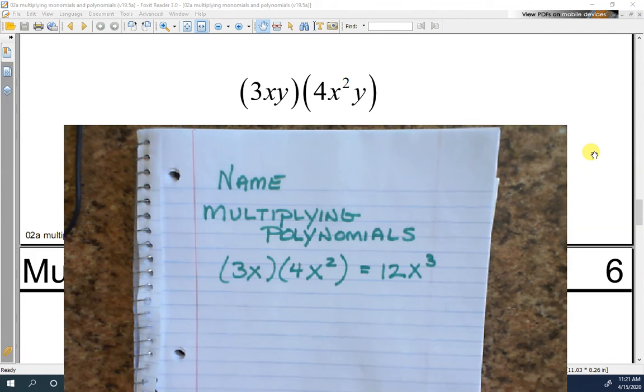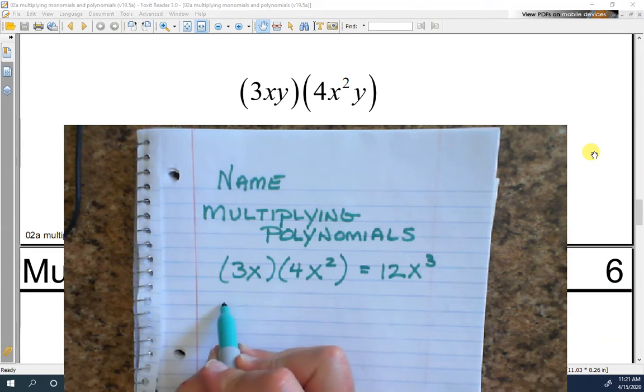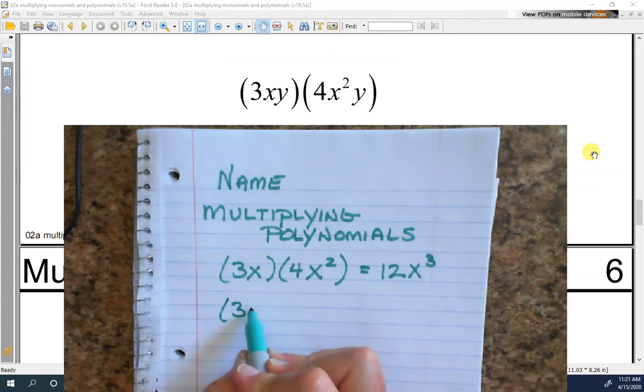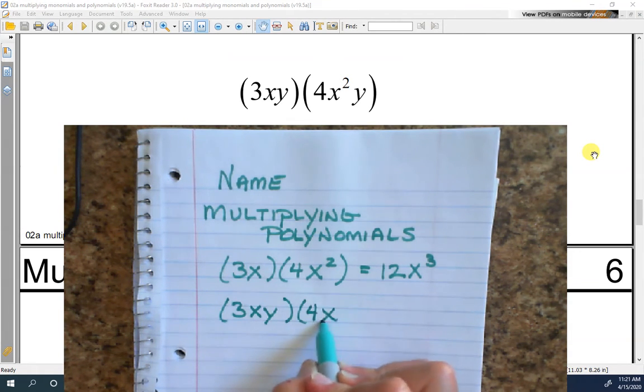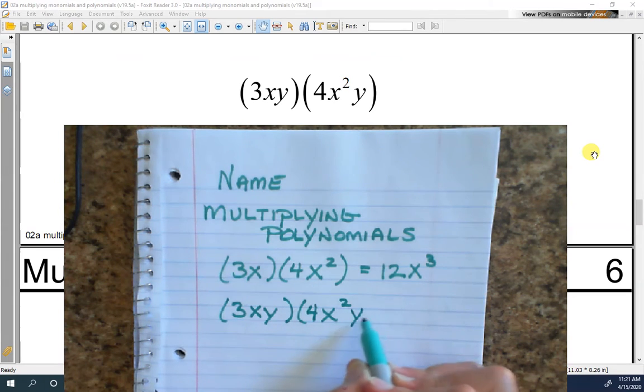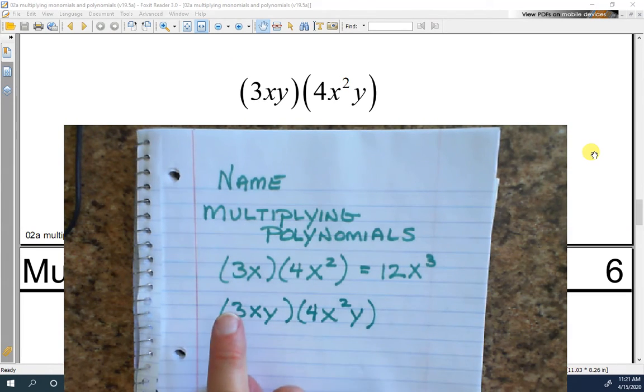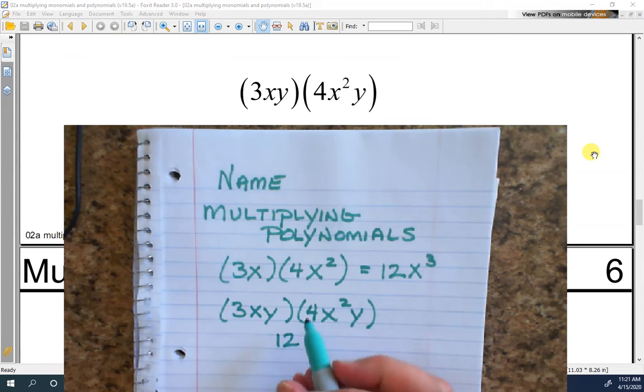And then let's do this one. I have 3xy, and I have 4x squared y. So the numbers are going to play with the numbers, the x's with the x's, and the y's with the y's. It's actually like 3 problems in one. So 3 times 4 is 12. X times x times x is x to the third. Y times y is y squared.